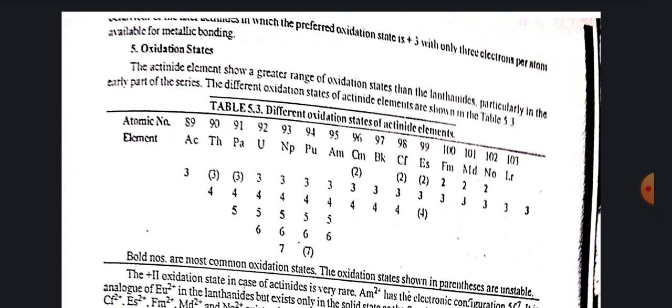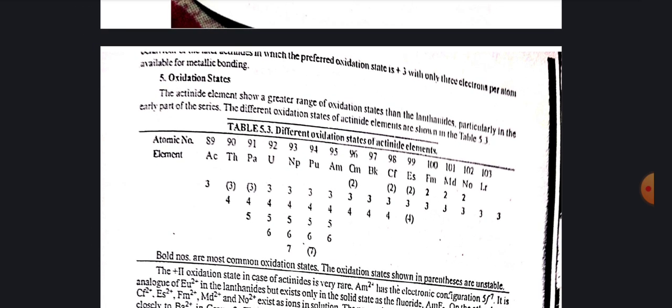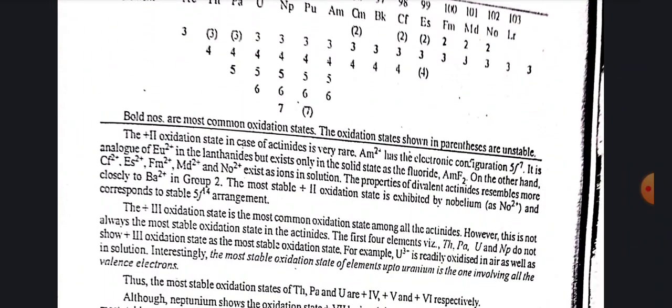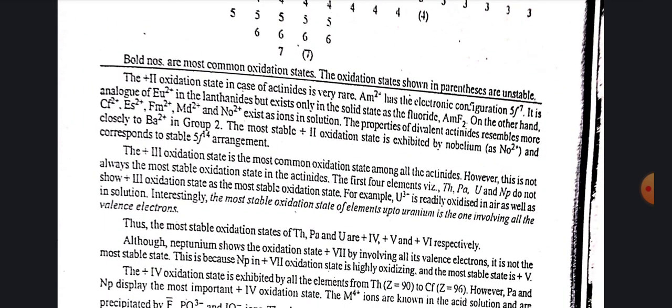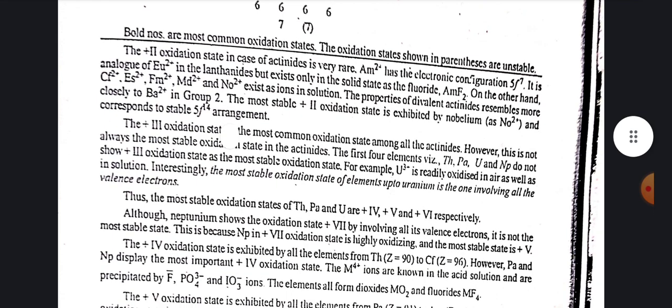Oxidation states. The actinide elements show a greater range of oxidation states than the lanthanides, particularly in the early part of the series. The different oxidation states of the elements are shown in the table. Bold numbers are the most common oxidation states. The oxidation states shown in parentheses are unstable.